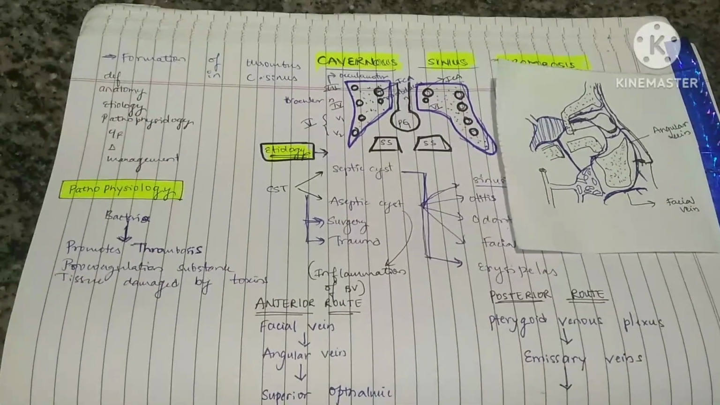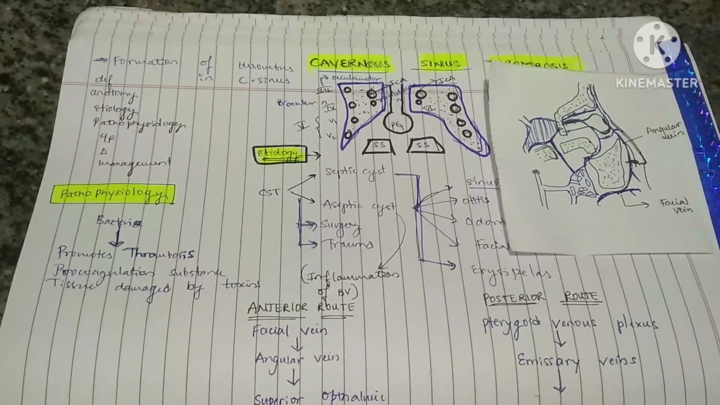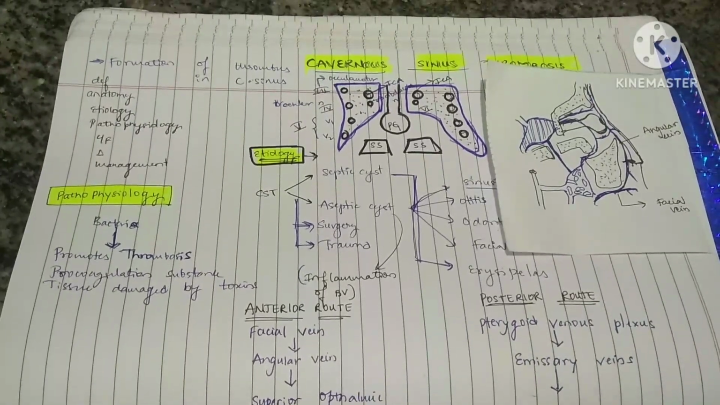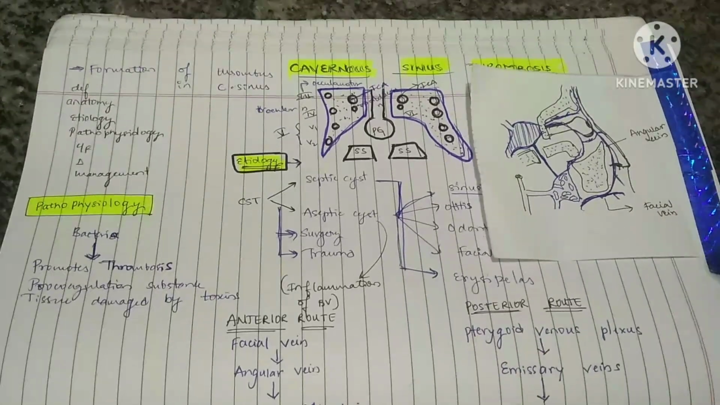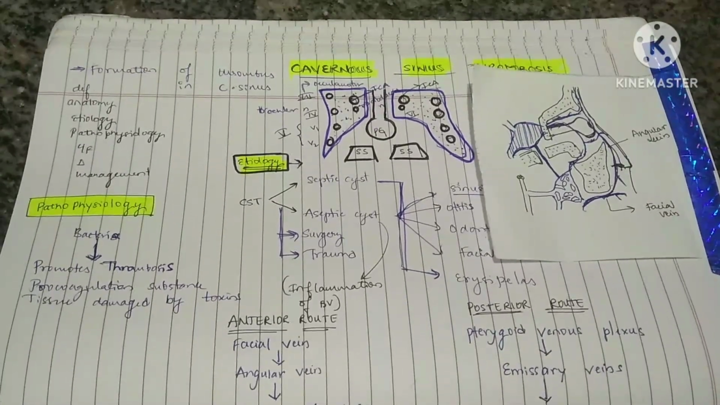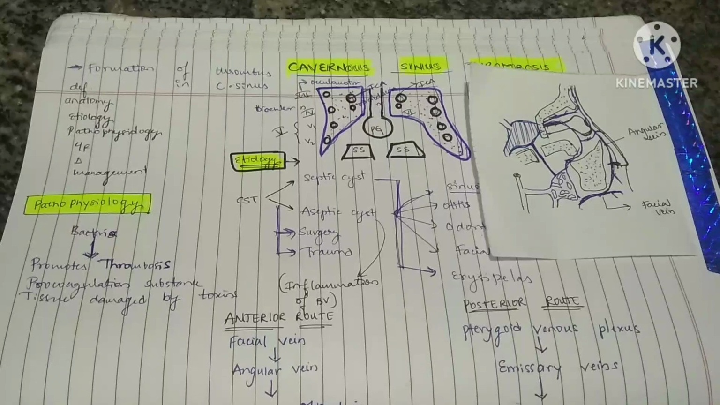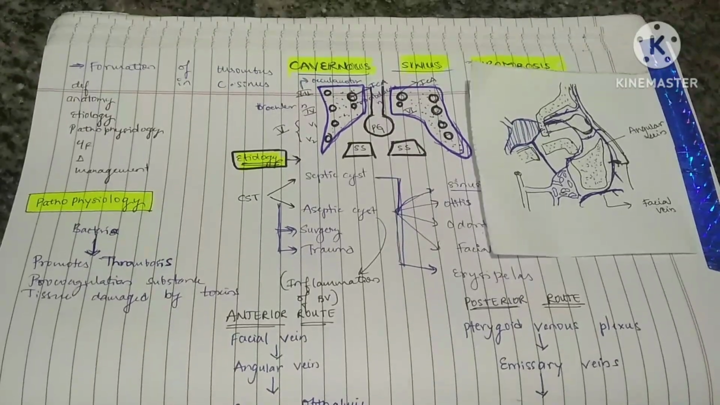Okay, so thrombus is nothing but a blood clot. Okay, the broken part of a blood clot, that is called the thrombus. So that thrombus is kind of depositing over the sinus. So this is called the definition of this CST, that is cavernous sinus thrombosis.